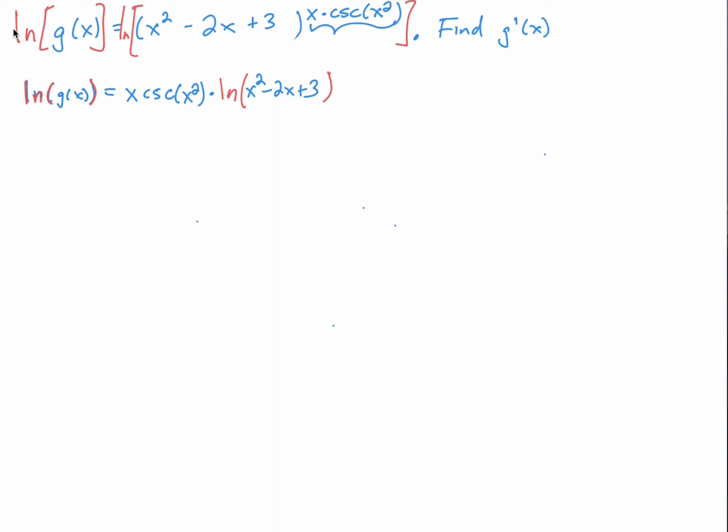Take the derivative of both sides, yep. So take the derivative of both sides with respect to x. Okay. So let's see here. What do I get on the left side? 1 over g of x times g prime of x. I'll do it in a different color so that we can distinguish it. So this is going to be g prime of x on top. Now, what about on the right side?